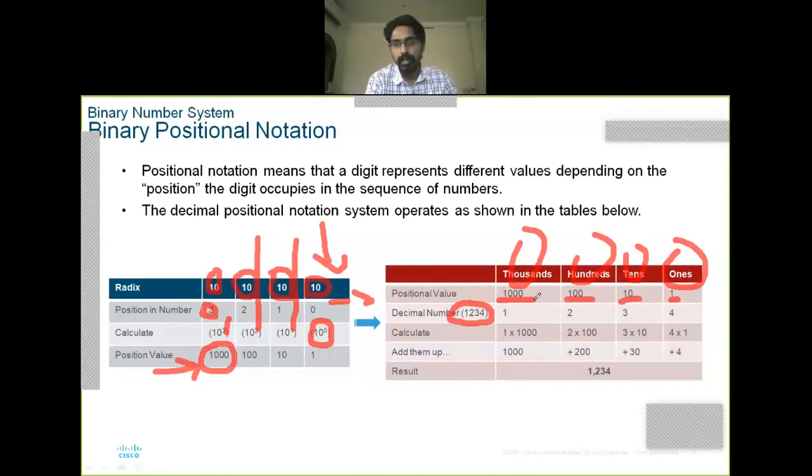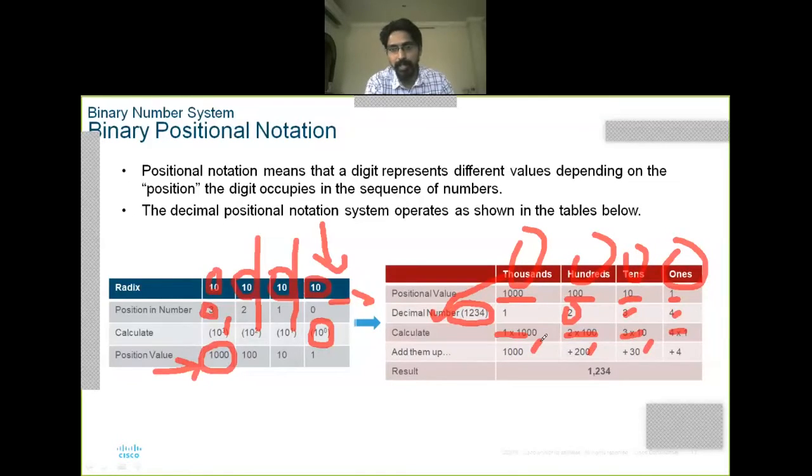So multiply the decimal number with the position value, right? So 1 into 1000. Next number is 2, so 2 into 100. Next number is 3 into 10. Last one is 4. What is the position value? 1. 4 into 1, right? 4 into 1 means 4. 3 into 10 is 30. 2 into 100 is 200. 1 into 1000 is 1000, right?